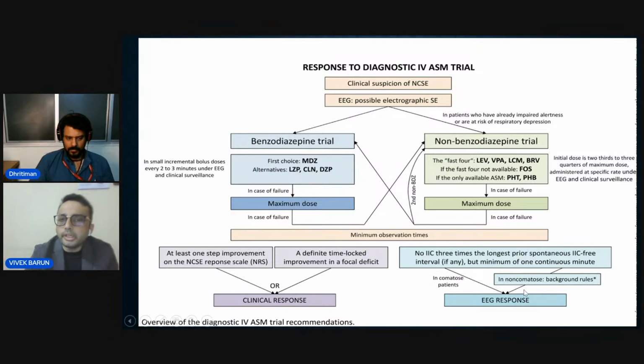And what will be the improvement in the EEG? Suppose the patient was having an encephalopathic pattern, with theta activity, and now you have given this IV ASM or benzodiazepine, and you are able to see the spindles which you were unable to see earlier. Or if the interictal continuum, the discharges, have disappeared for at least 1 minute, then you can call it a positive EEG response.